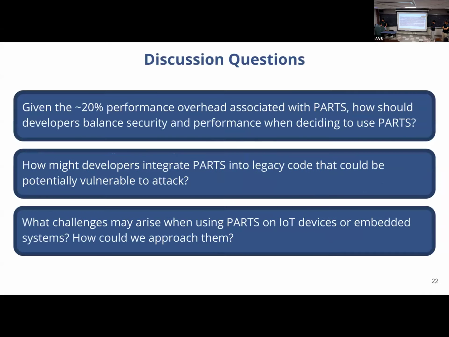And now for the discussion questions. We have a little bit of time, so hopefully we can discuss a bit. With this 20% performance overhead, there's this complexity of how much we should balance security versus performance when deciding to use PARTS. Does anyone have any ideas for how they would approach this? Or maybe some factors that they'd consider?